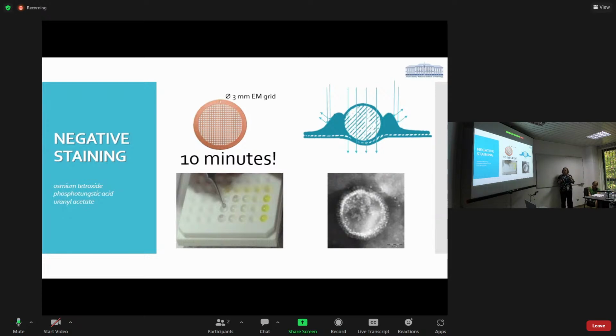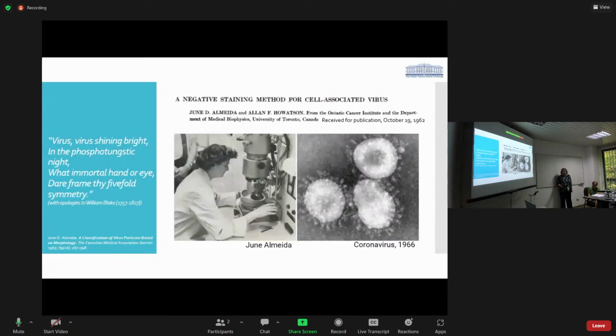This solution will prefer to stay in lower places surrounding the particle and creating a dark background for the particle, which is quite shiny in this technique. Mostly phosphotungstic acid gets used for negative staining, and this technique was used for identifying almost all viruses in the 60s.